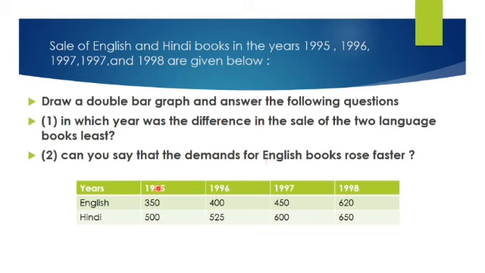Then the data are given. The years 1995, 1996, 1997 and 98. And two types of data, English and Hindi. Then how can we make a double bar graph using this data? We can see.